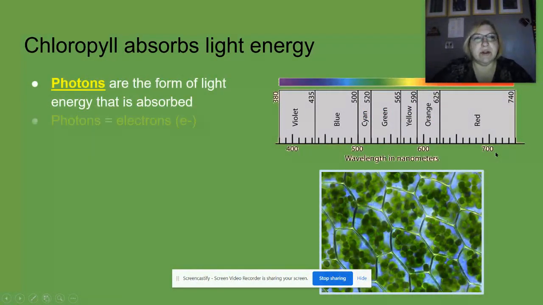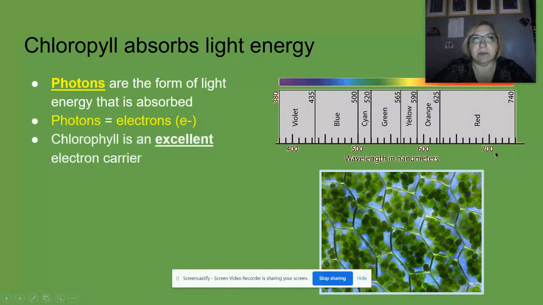The chlorophyll is the pigment inside the chloroplast that literally absorbs the light energy from the sun. It reflects green energy, and that's why we have the green color, because the green wavelength of light is actually reflected by chlorophyll. But chlorophyll absorbs the rest of the light energy coming from the sun.